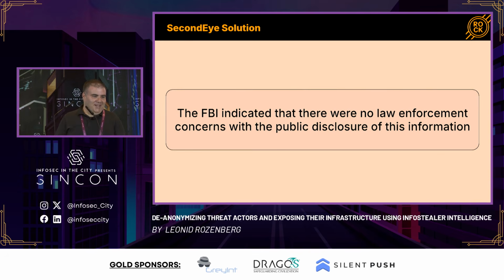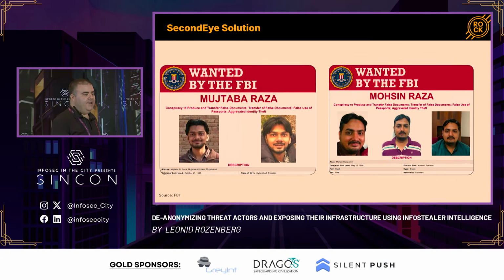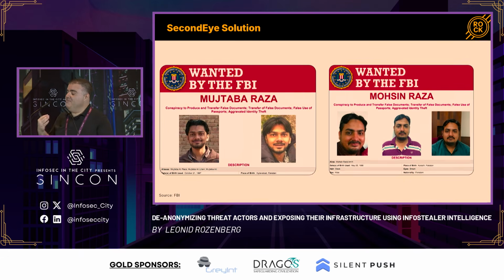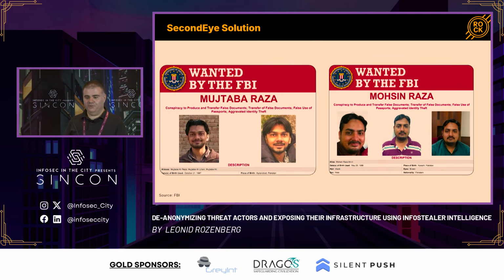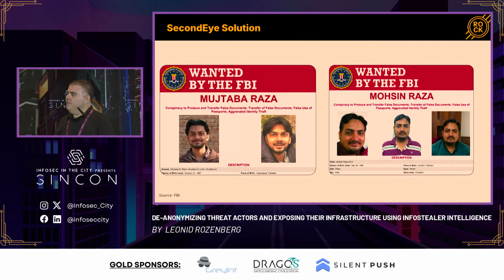So ladies and gents, I invite you to our next case because it's going to be related to the Raza brothers from Pakistan. Mujtaba Raza and Mohsin Raza ended up on the FBI wanted list and also on the OFAC list for managing a cybercrime service, or even cybercrime enterprise, called Second Eye Solution. Today their site is down and not available anymore, but as you know, the internet remembers everything.